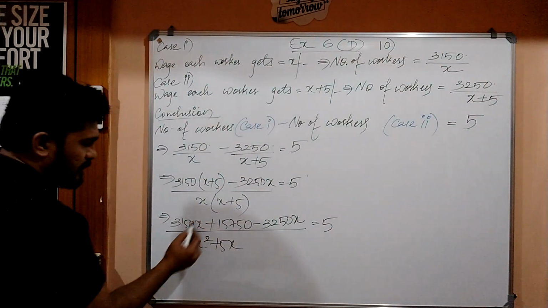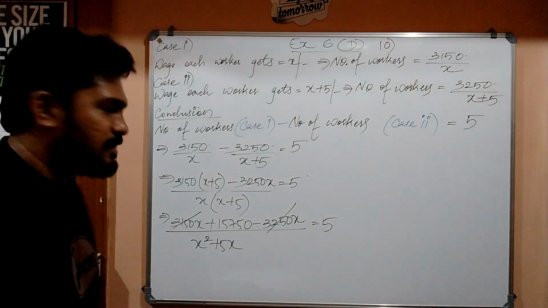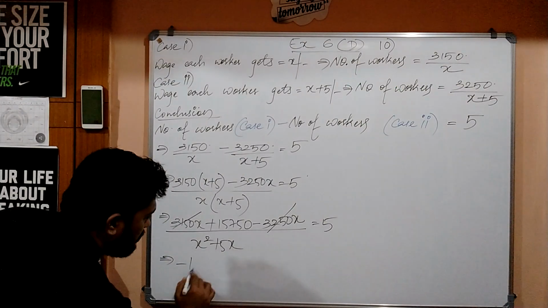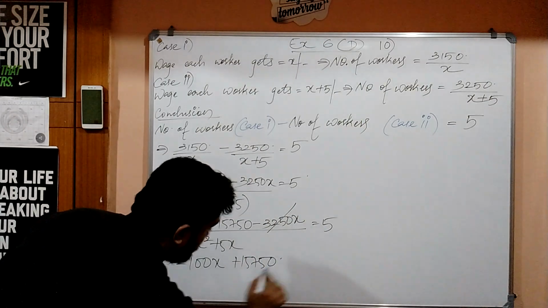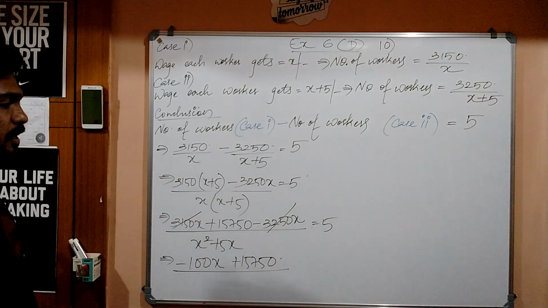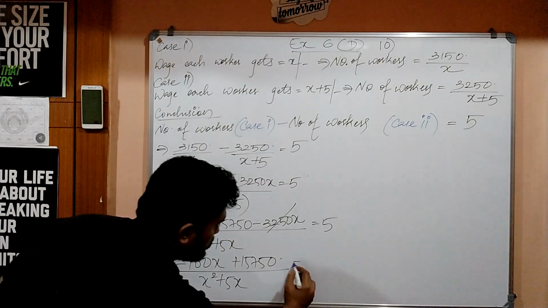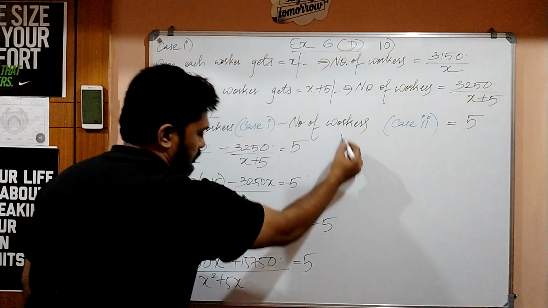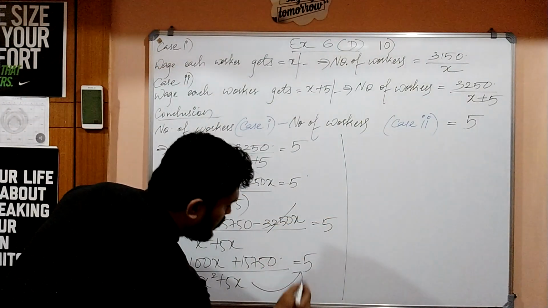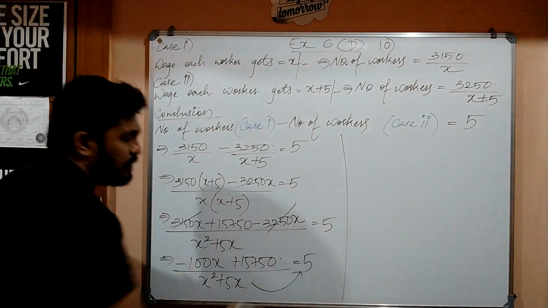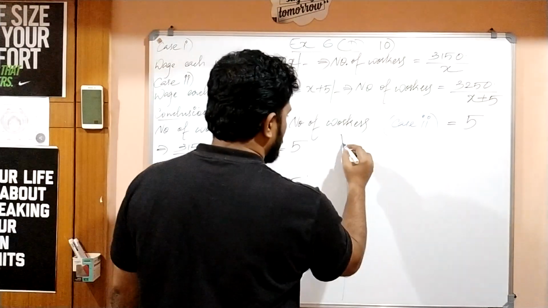Now let us simplify it. 3150x minus 3250x. How much is left over? Minus 100x plus 15750. Now children, in the denominator we are having x square plus 5x, which is equal to 5. Okay. Now what we can do in the next step? We can cross multiply x square plus 5x with the right hand side 5. Of course, yes. So what do you get, children?